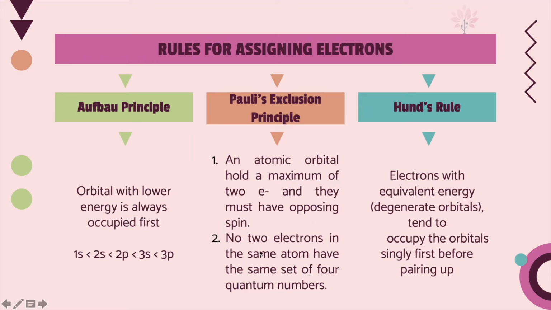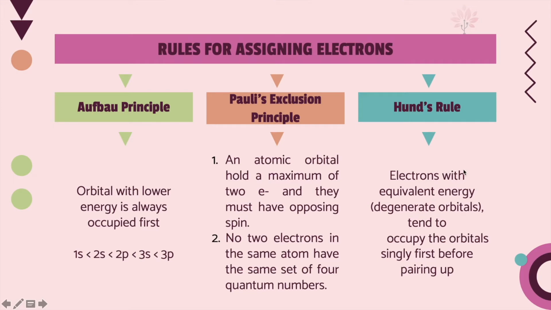No two electrons in the same atom have the same set of 4 quantum numbers. If you remember, the set of quantum numbers is in brackets n, l, m, s. That is the set of quantum numbers. So one set is assigned for one electron only. So no two electrons in the same atom have the same set of 4 quantum numbers. They must be different.